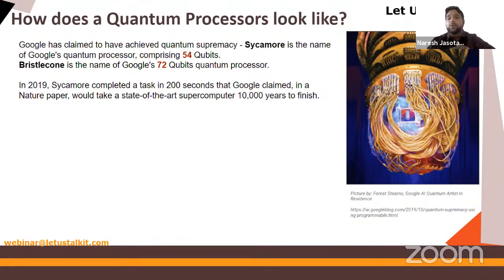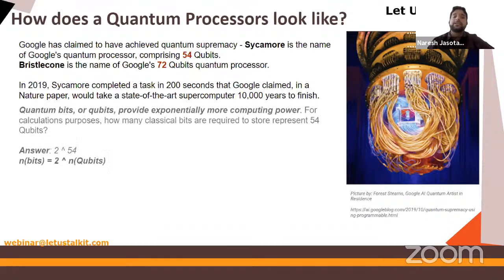To understand how fast these computers are, Google ran an experiment on these processors which completed a task in 200 seconds, which is just over 3.5 minutes. Had it been a classical supercomputer, any supercomputer you might know or have thought about, it would take that computer 10,000 years to finish. So that is the difference: 3 minutes to 10,000 years. Why is it so different? Good question. Let's give the answer.